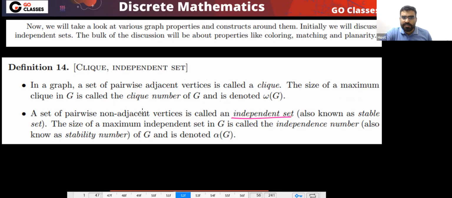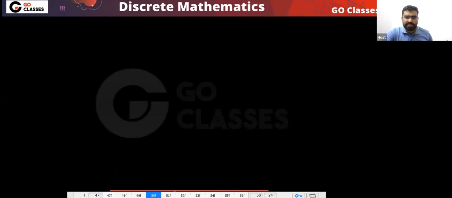And what is an independent set? An independent set means pairwise non-adjacent vertices. So you can notice here you have pairwise adjacent, and here you have pairwise non-adjacent. This is called an independent set, or I can say a stable set. The size of the maximum independent set is called the independence number, or stability number, and the symbol is alpha of G. With an example, this concept will become more clear. So let's take the example.